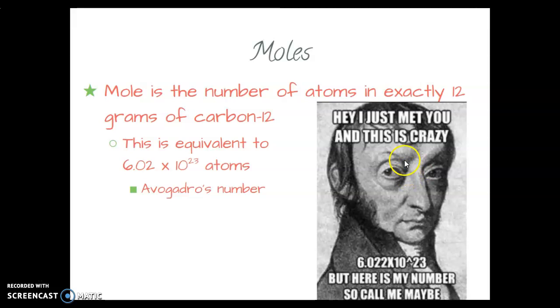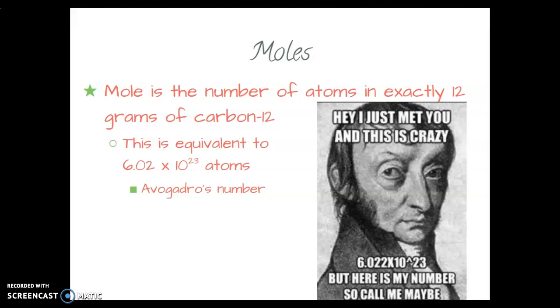Moles is a great unit, and we're going to use it. It is exclusive for chemistry. A mole is the number of atoms in exactly 12 grams of carbon-12. That is how it was defined. A mole is the chemist's dozen, if you will. A mole is 6.02 times 10 to the 23rd particles, and if you're talking about atoms, it is 6.02 times 10 to the 23rd atoms.